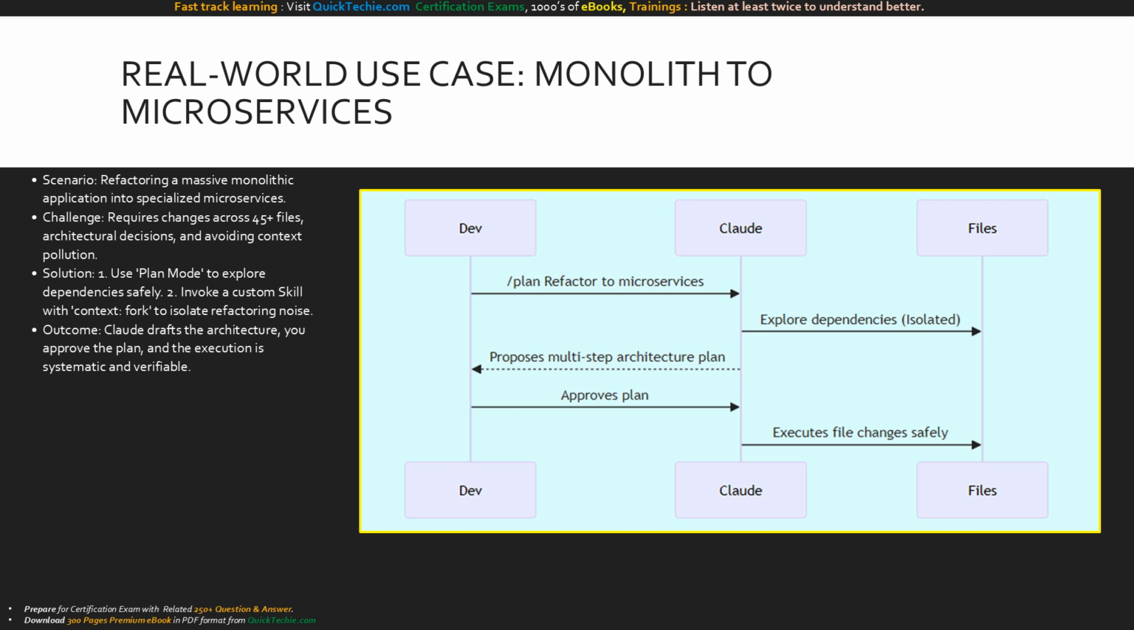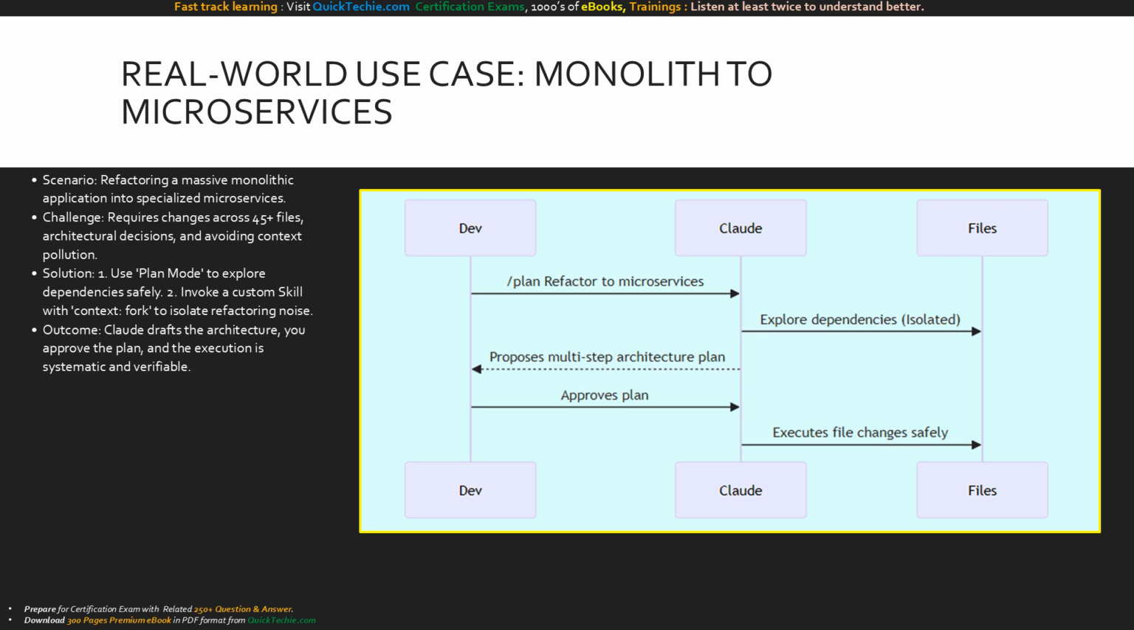To prevent the massive amount of file reading from exhausting your context window, you invoke a custom refactoring skill configured with context fork. This isolates the noisy exploration. Once the plan is approved, Claude executes it sequentially. This ensures a complex, risky migration is handled safely, predictably, and with zero context pollution.